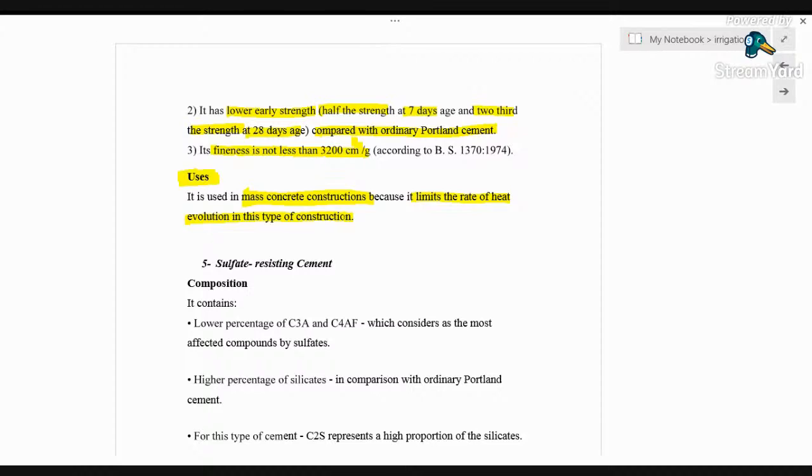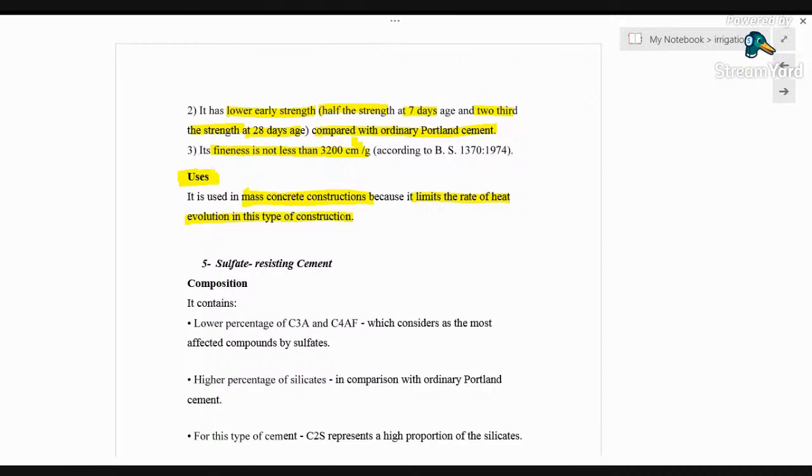So what have we studied? We have studied the basic, first cement, the normal, general cement generally used in our normal construction, that is called ordinary Portland cement. And we studied different types of it: rapid hardening cement, low heat Portland cement, and extra rapid hardening Portland cement. So all the different types of cement we have already talked about today.